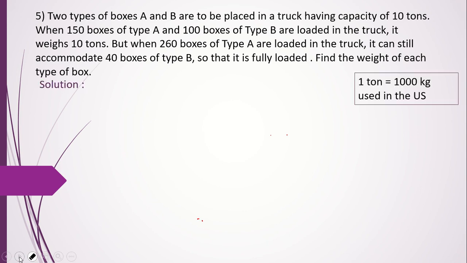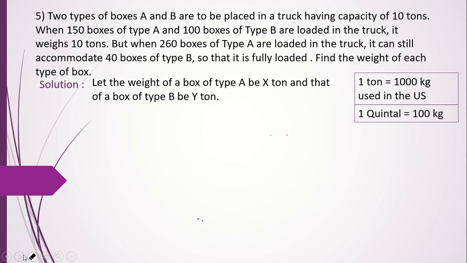One ton is 1000 kg. Quintal also I've just given there in case the sum has it. Sometimes in the exam they may change tons to quintal, so you should know 1 quintal is 100 kg. Let the weight of a box of type A be x ton and that of a box of type B be y ton. The weight of 150 boxes of type A will be 150x tons then.